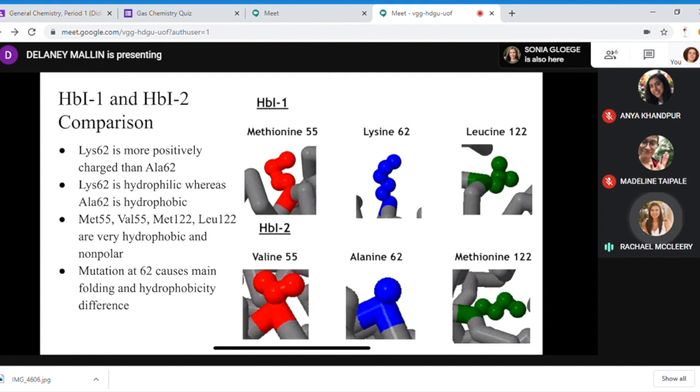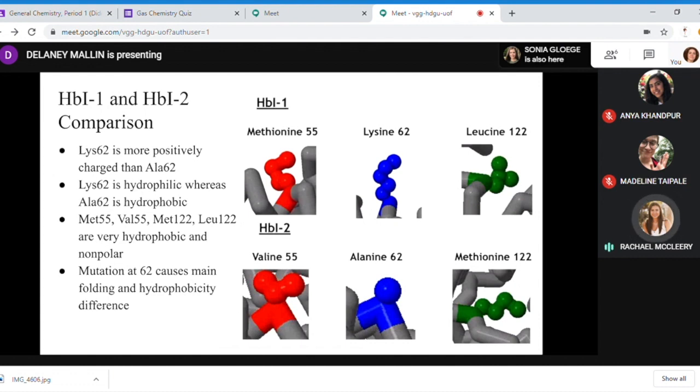As shown in the diagram, the residues in the HBI1 genotype are methionine 55, lysine 62, and leucine 122. Beginning with the properties of the amino acids, methionine is very hydrophobic and nonpolar. Lysine is hydrophilic and basic, meaning it has an electrically charged side chain. And leucine is similar to methionine, as it is very hydrophobic and nonpolar.